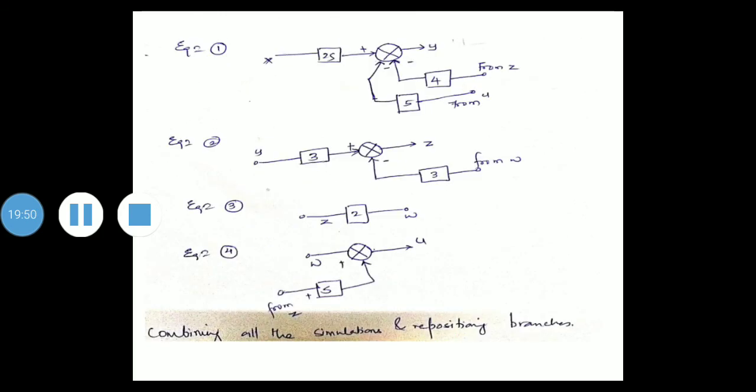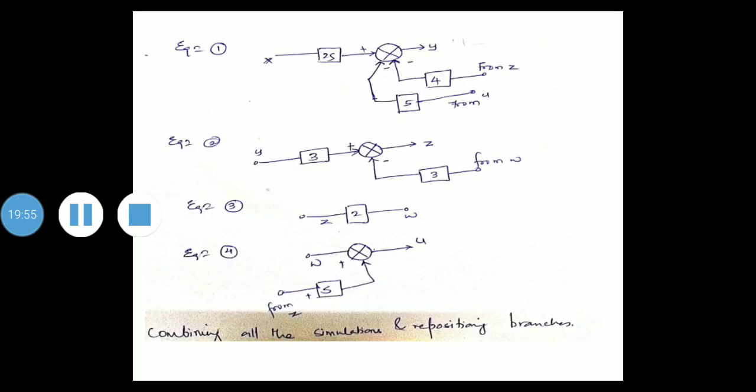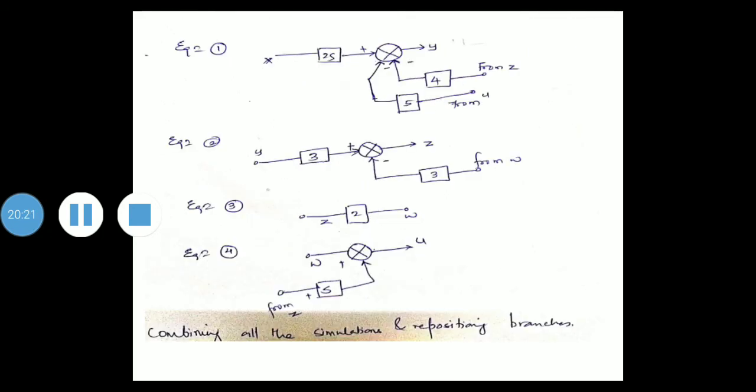So got it? Next, what do you have for Z? 3Y minus 3W. 3Y and 3W are given to a summing point, but it is 3Y minus 3W, so this should be minus. Z now gets 3Y minus 3W. What is the third equation? W equals 2Z, so W must be equal to Z into 2. Equation 4: U is 1 into W plus 5 into Z.